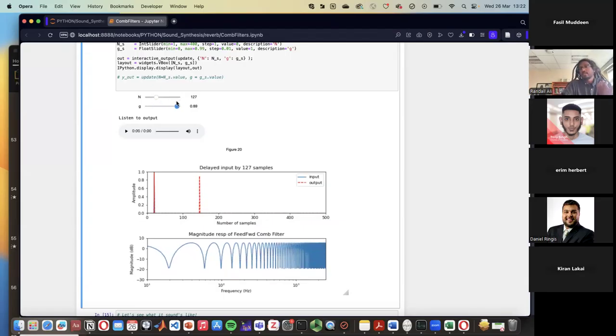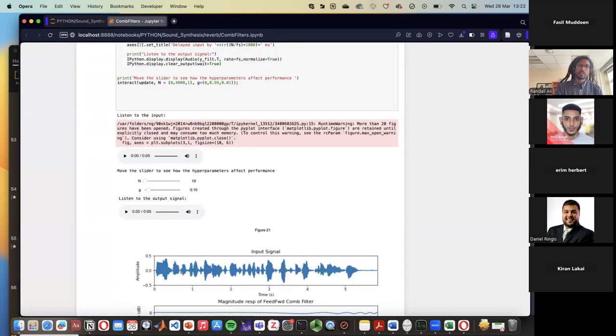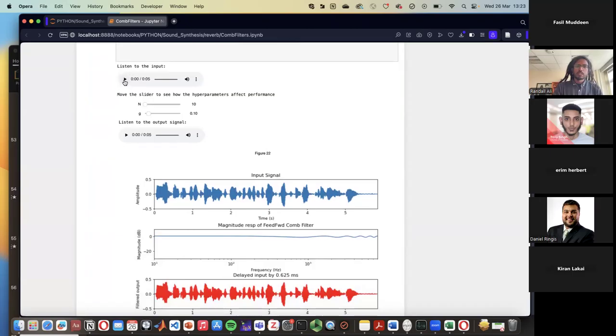So what it tells me is that if I have a rigid surface that's really hard and I have a main reflection from that, that's going to cause a lot of this comb filtering effect here. And I can listen to what that might sound like. So here's my input signal.